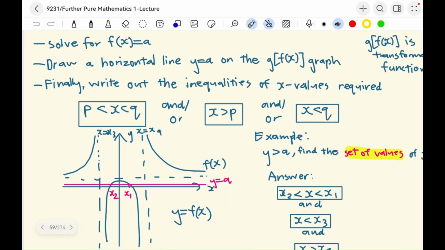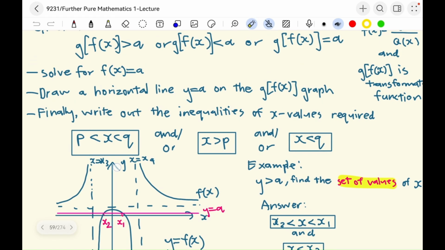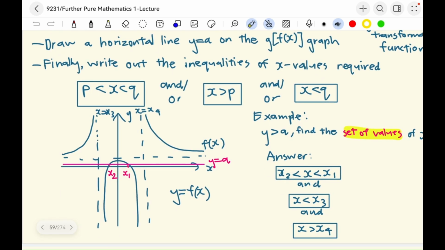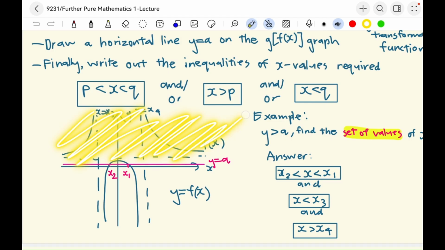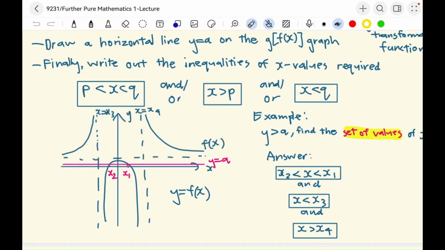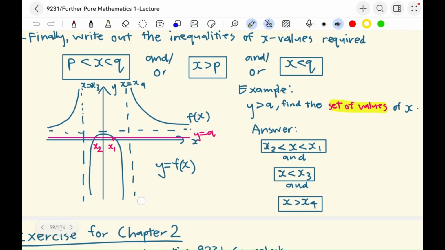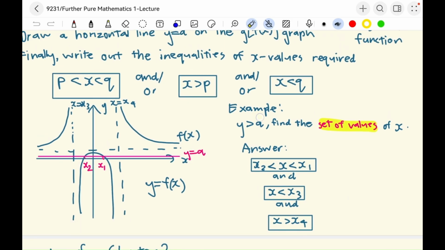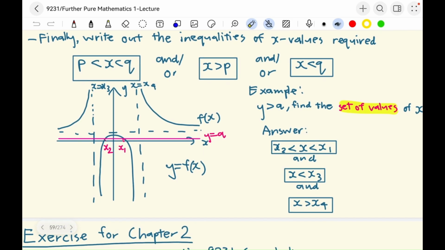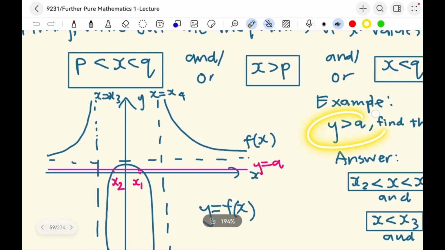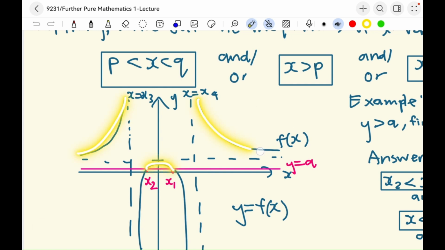Okay, so we assume that we solve for g(f(x)) is greater than a. So what you can see over here, we only consider the above part. All right, so you can see that x is between x2 and x1. This is the first solution of the set of values from the example given over here, because this example wants you to solve y is greater than a. Okay, what about the second one? x is less than x3 for here. Okay, and x is greater than x4 for here. So the solutions to satisfy this inequality are 1, 2, and 3.